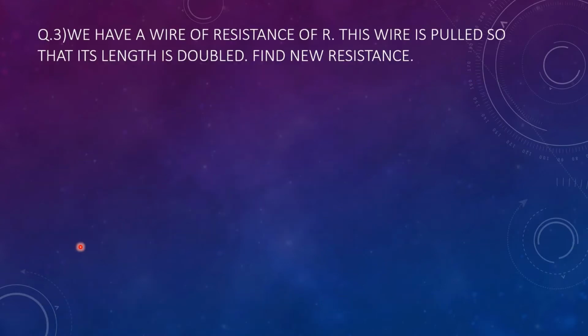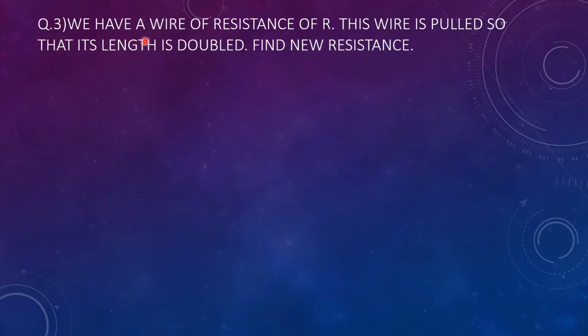Next question, we have a wire conductor, whose resistance is R. This wire is pulled so that its length is doubled. Find the new resistance. We know that R equal to rho L upon A. This is the relation between resistivity and resistance.